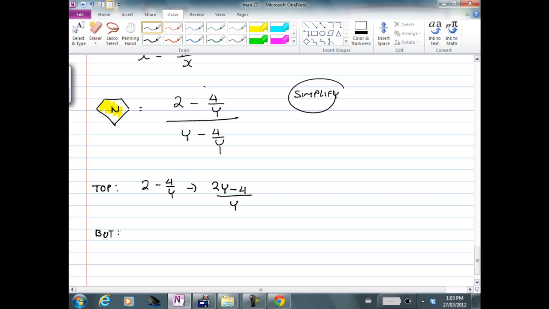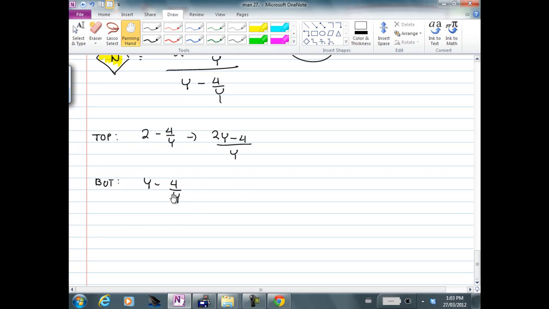The bottom. Okay, I'm going to write down the bottom. I'm going to do the exact same concept. No tricks again. LCD in the bottom is y. So what you should get, if you simplify, is y squared minus 4 over y. Okay? So I'm going to put my two fractions on top of each other now. 2y minus 4 over y squared minus 4 over y.